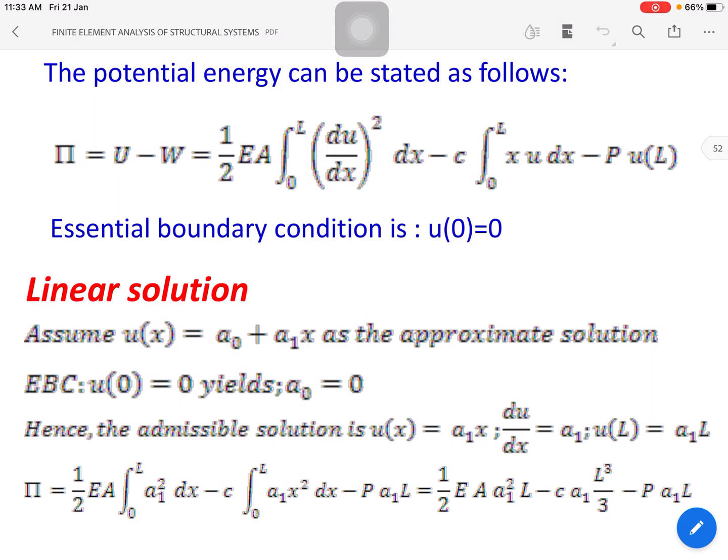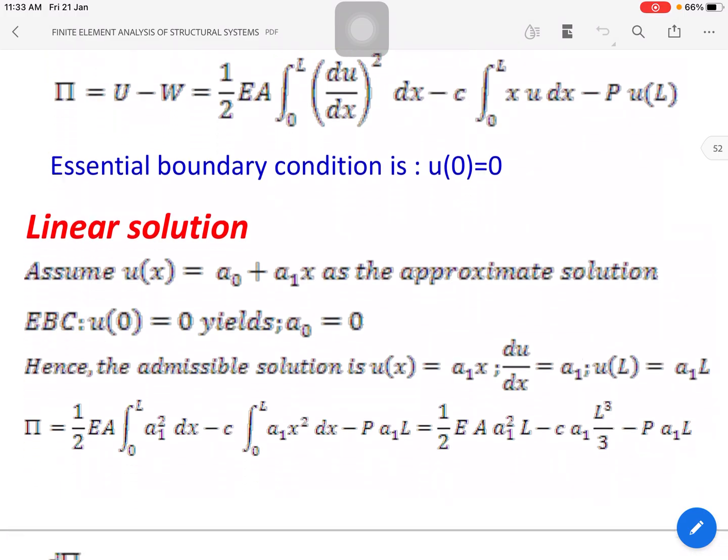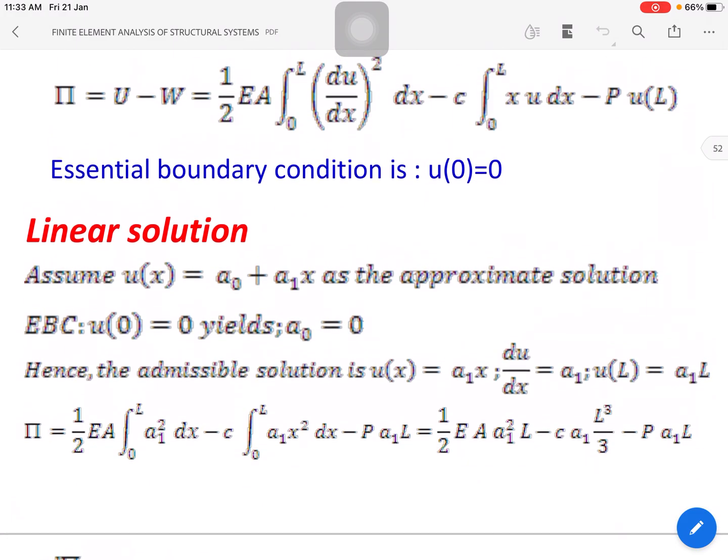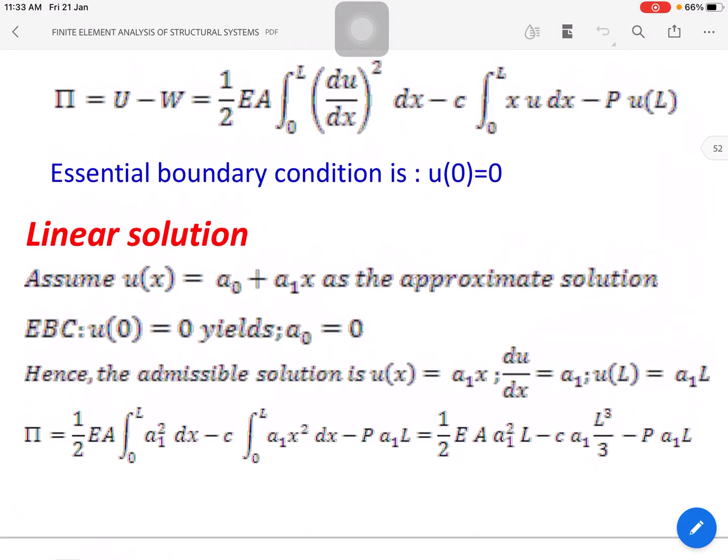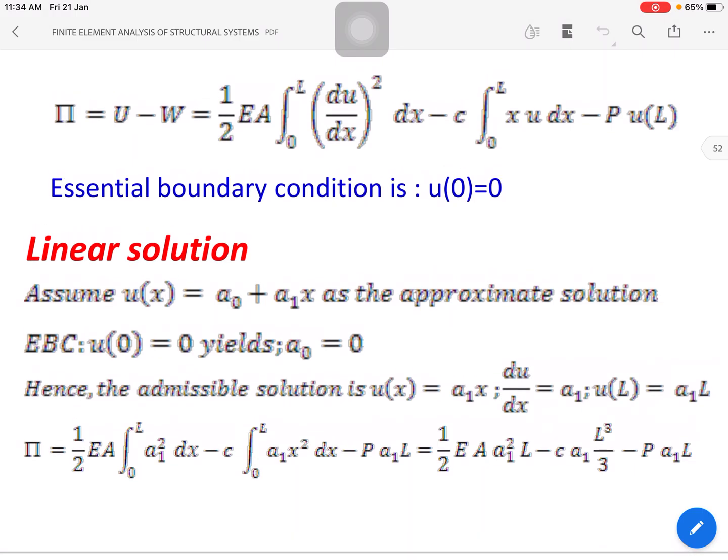As we have seen in the previous examples, we have considered a bar which is fixed at the left end and subject to a load P at the right end and a distributed axial load Q of x. Now the strain energy can be written as half integration of sigma x epsilon x dV over the volume. If you simplify this, you will get half sigma x epsilon x A of x.